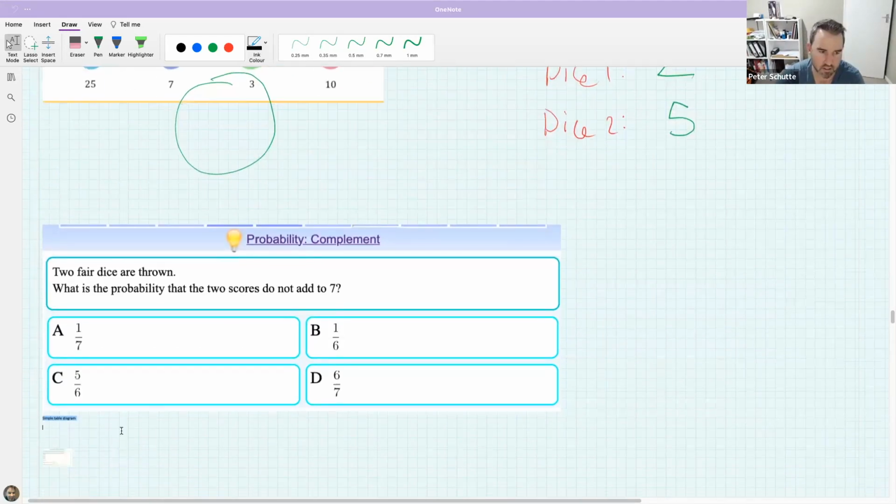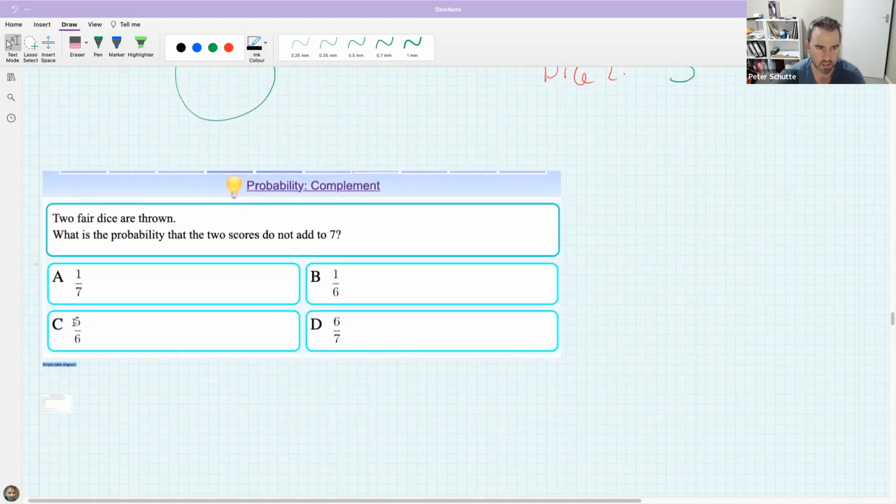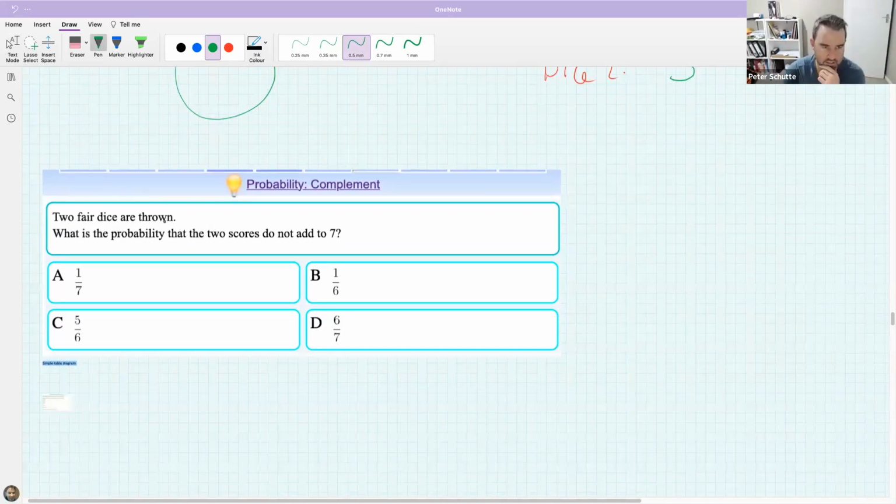So we have a question, or maybe I'll draw a new table. We're throwing 2 dice, and they want to know what the probability that the 2 scores do not add to 7. I'm struggling to see all the possibilities. And so what I'm going to do is I'm going to draw a table that helps me.